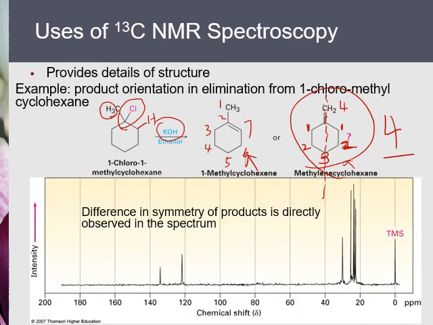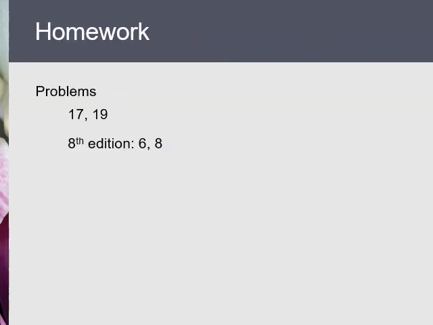Now here is the actual carbon-13 NMR spectrum, and we have 1, 2, 3, 4, 5, 6, 7 peaks, and that confirms the first one is the product. And the sp2 hybridized carbons, 2 of them, should appear between 110 and 150, and that's what we observe in the NMR spectrum. Please work on problems 17 and 19. If you have the 8th edition textbook, that would be problems 13.6 and 13.8.